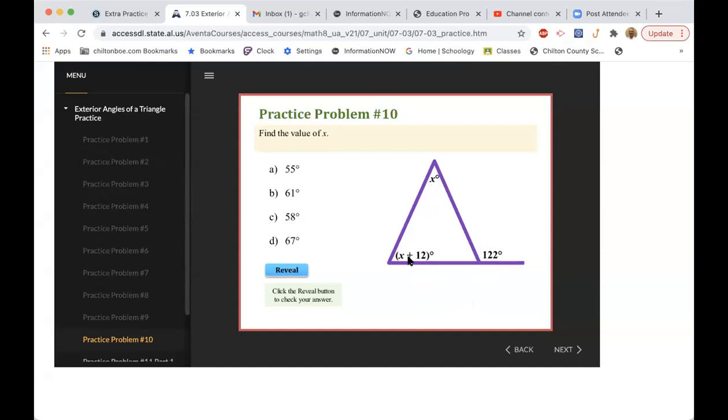But x plus 12. 1x plus 1x is 2x. Then I would subtract 12 from both sides. I would get 2x equals 110. Divide both sides by 2, and I would get 55. You probably need to see that on paper.